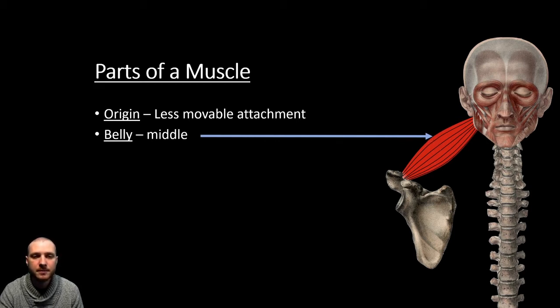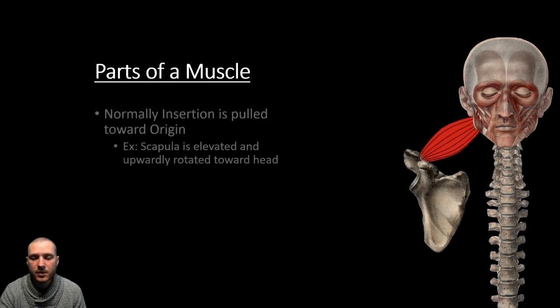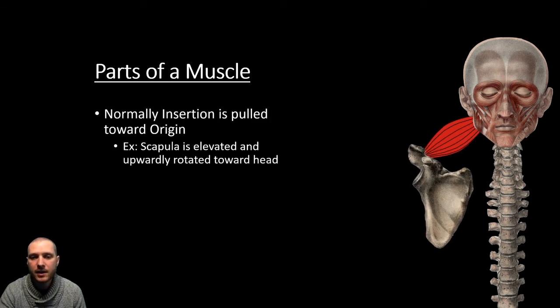When we talk about the belly, we're talking about the muscle fibers themselves, so the area between the two attachment points. And then the insertion is the more movable attachment. So in this scenario here, our scapula is going to be the insertion. When this muscle contracts, so sarcomeres shorten, we're going to pull at both ends, but because this one's more movable, this is the one that's going to be pulled towards the origin. So in this case, we have elevation and upward rotation of the scapula.